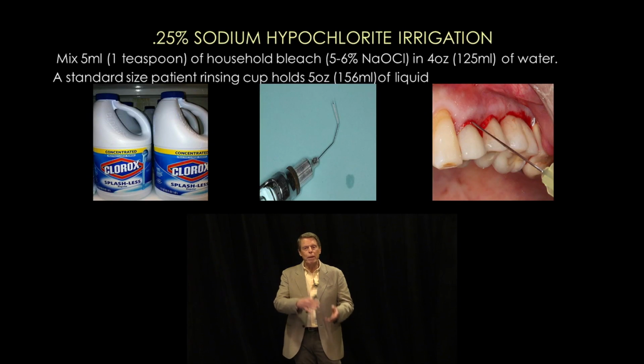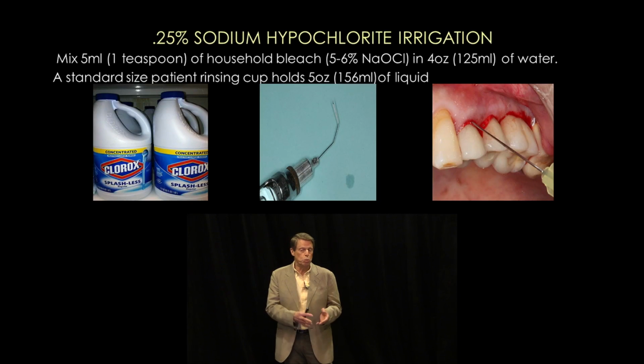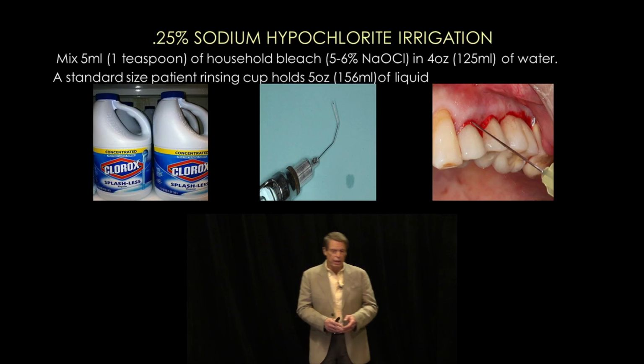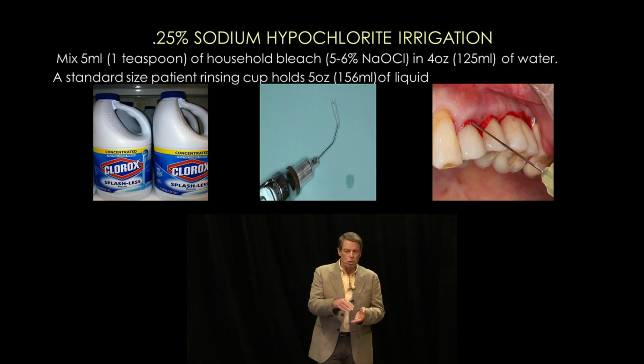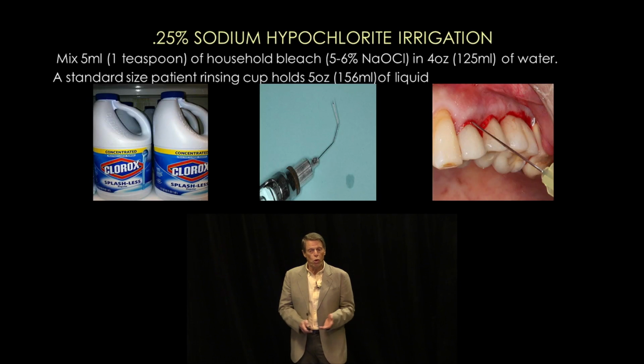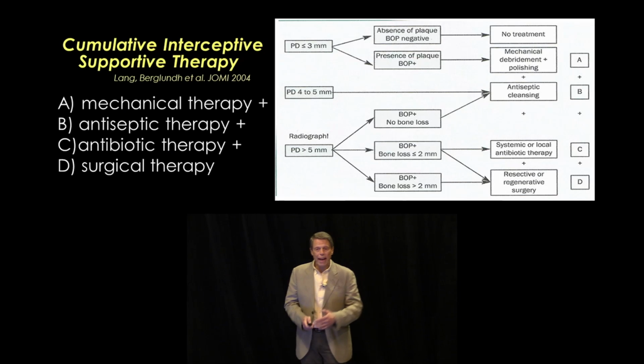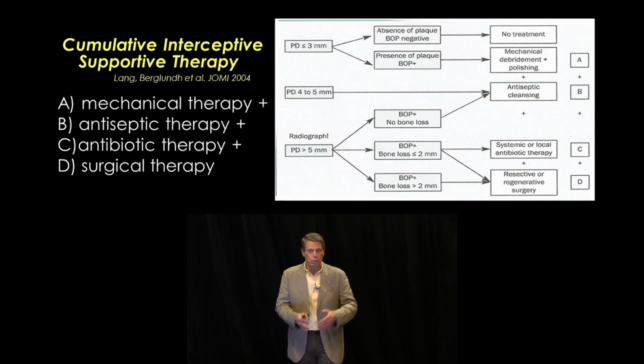So the question is, how do we mix up a 0.25% solution of sodium hypochlorite? All you have to do is mix 5 mLs, or 1 teaspoon, of household bleach, which is 5 to 6% sodium hypochlorite, in 4 ounces or 125 milliliters of water. The patient drinking cup that all of us have in our dental office happens to hold 5 ounces of liquid. So if you put 1 teaspoon of bleach into that cup and fill the cup 4/5 with water, you're going to have a 0.25% solution to use. We use that in our regimen in office.